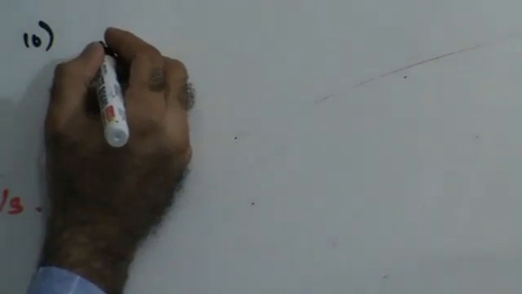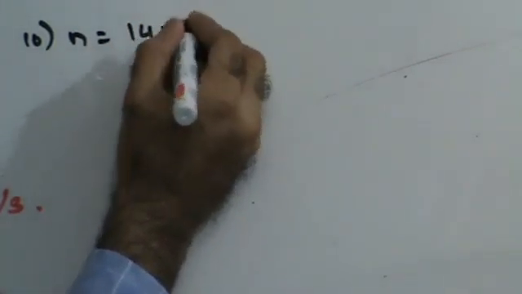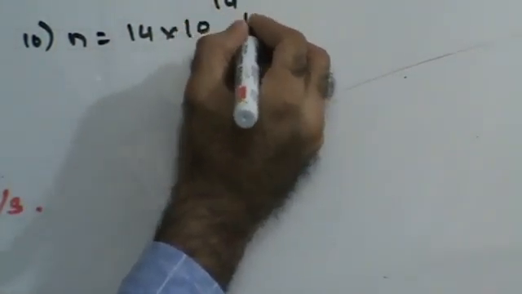What is the wave number of a beam of light in air if its frequency is 14 into 10 raised to 14 hertz?